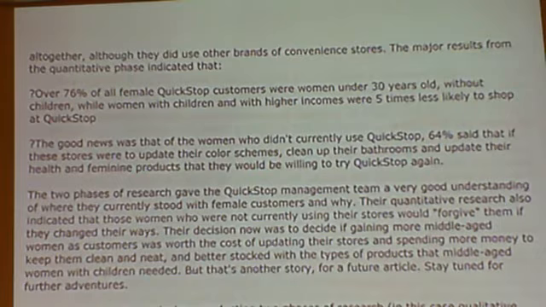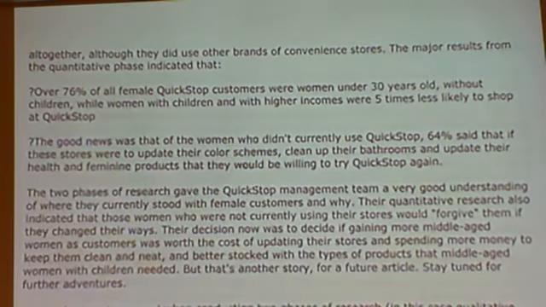Over 76% of female Quick Stop customers were women under 30 without children, while women with children and higher incomes were 5 times less likely to shop at Quick Stop. That is a quantitative analysis. The good news was that of the women who didn't currently use Quick Stop, 64% said that if these stores were to update their color schemes, clean up their bathrooms, and update their health and feminine products, they would be willing to try Quick Stop again. So you can see they've gone from vague comments to quantifying results. Okay? So this is a clear example of how they use qualitative to lead into quantitative.